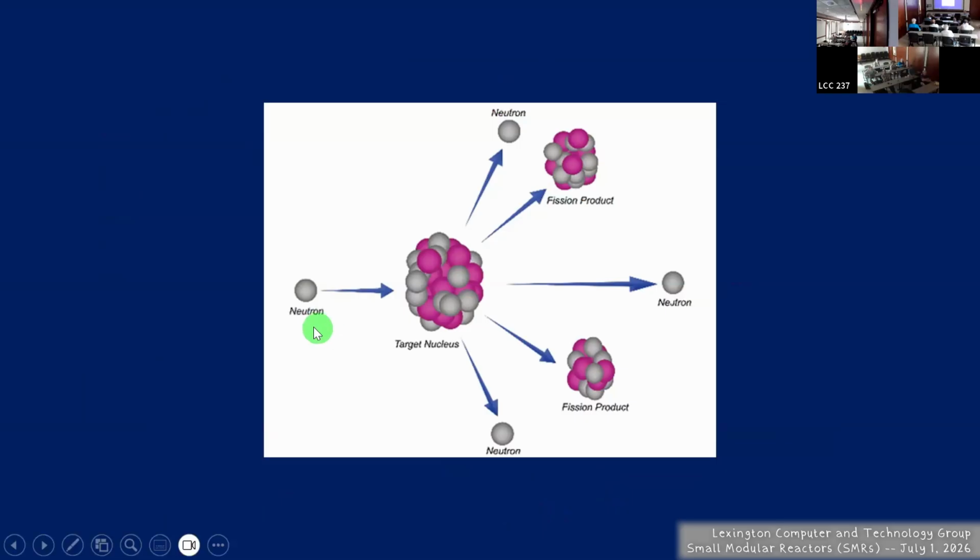So here's what we're going to be talking about all day. Neutron hits a target nucleus, and it breaks into two fission products, two and only two. And these can vary. These are new nuclei of various combinations of protons and neutrons. It's not the strict splitting in half. It also gives off free neutrons to fly out.